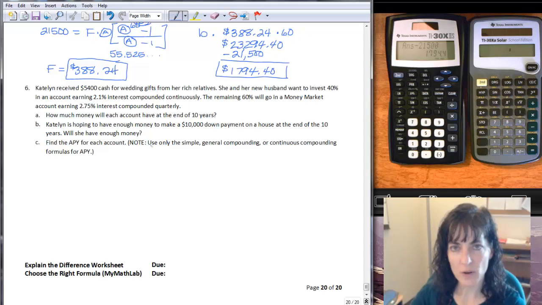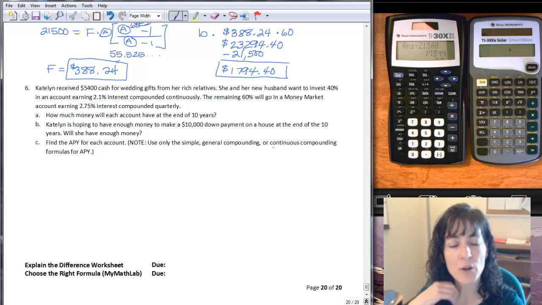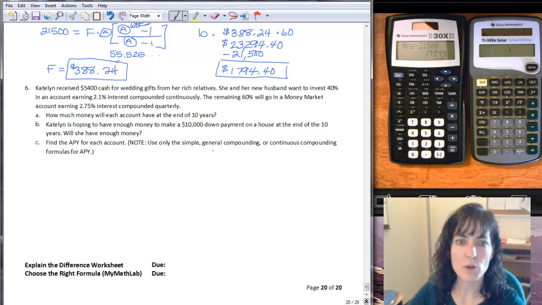And I put a note here, this is important: when you're finding APY, you will use either simple, general, or continuous compounding formulas. So if your scenario is an annuity or an installment loan, then you will use the general compounding formula. If you have any other situation, if it's talking about simple, you would use the simple formula for the APY. If it's talking about general, as this one is, compounded quarterly, you will use general compounding. And if it says compounded continuously, then you would use the continuous compounding formula.